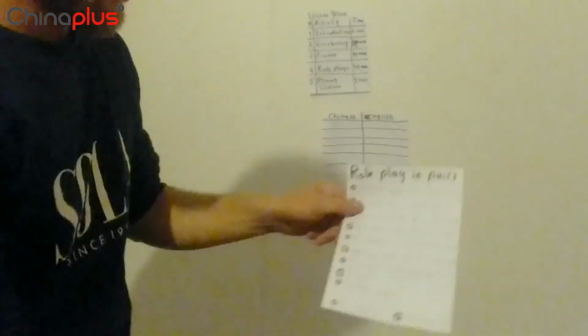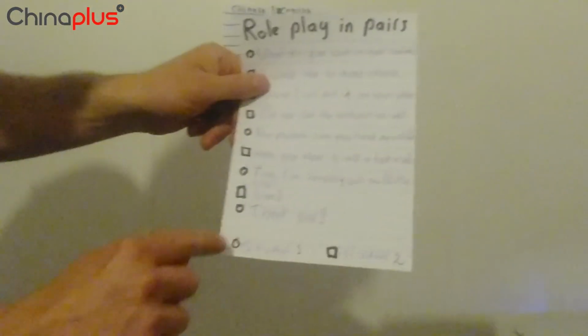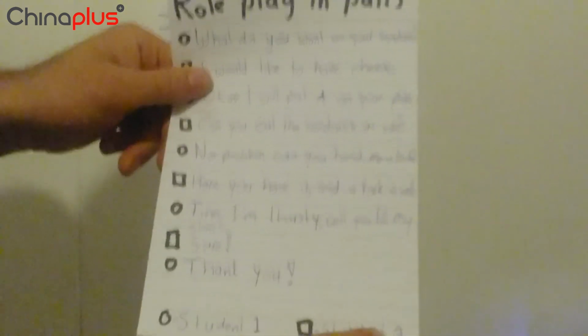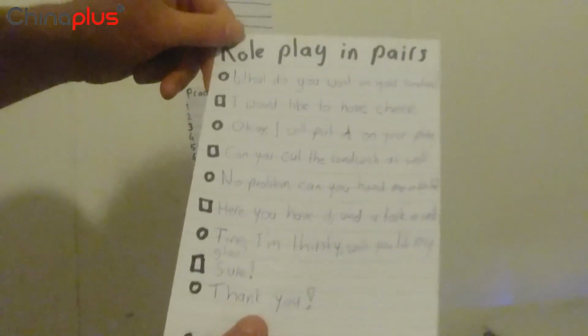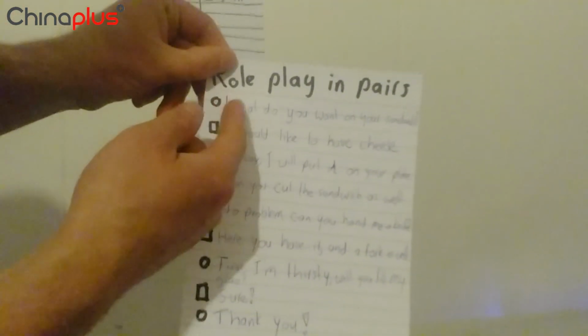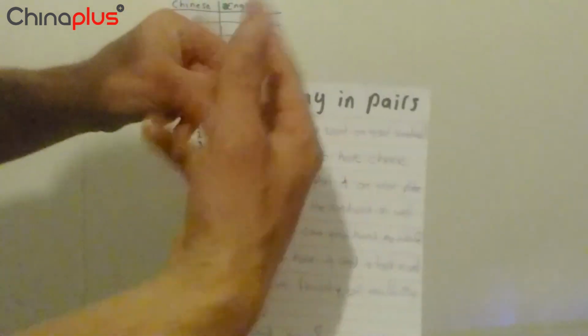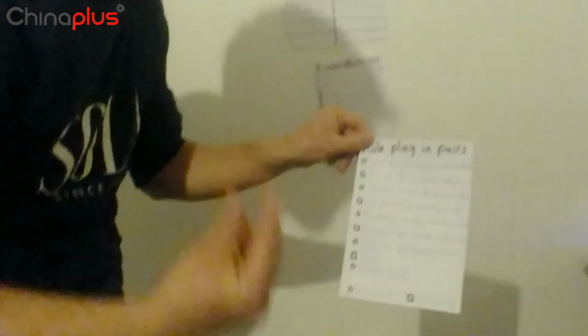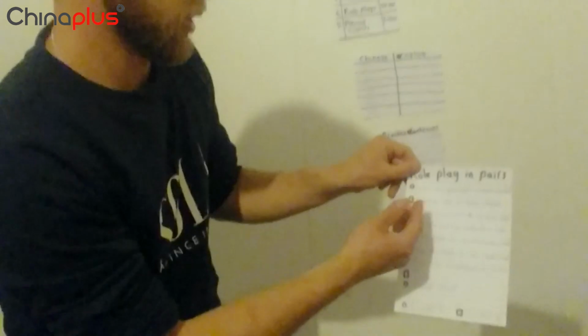Now I've made it quite a simple role play in which there is a student 1, which is the circle, and student 2, which is the square. And then student 1 would ask, what do you want on your sandwich? So we use the words that we just learned. And the other one would say, I would like to have cheese.